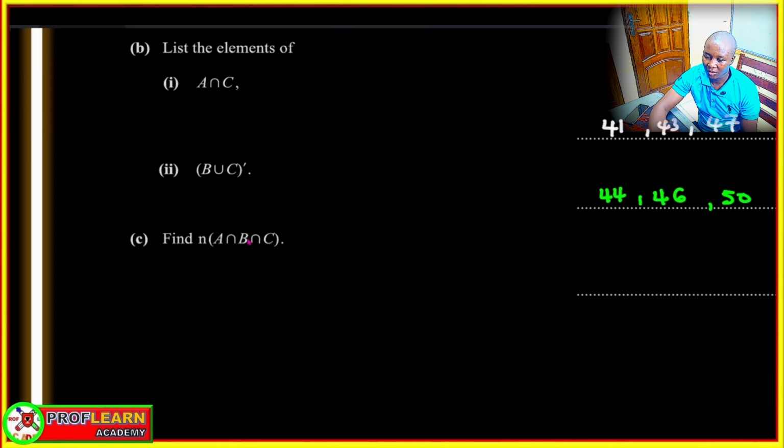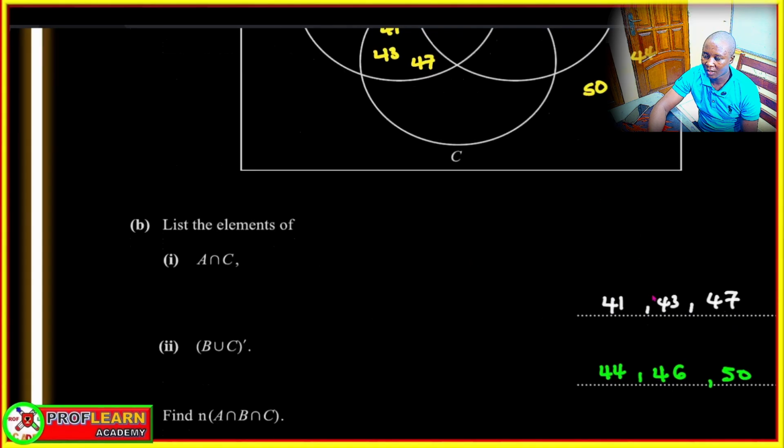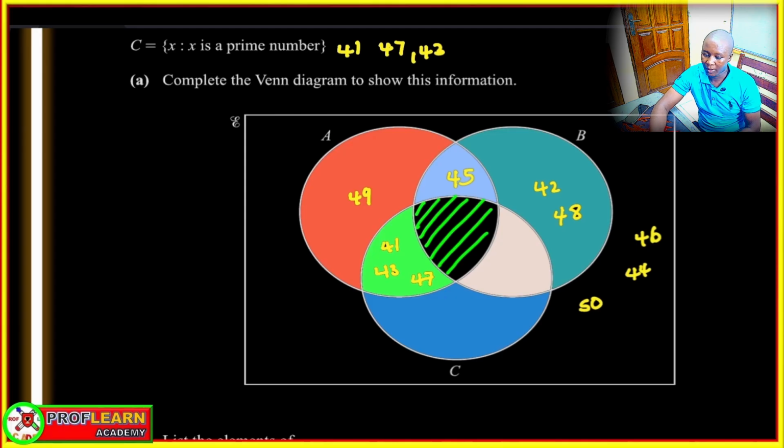Next is the number of elements in the intersection of A, B and C, the intersection of all these sets. That is this region here, where all the sets intersect, and you can see there is no element there. Then we can say this is a null set. A null set is a set that doesn't have any elements. So basically that's what we're supposed to do in that particular Venn diagram.